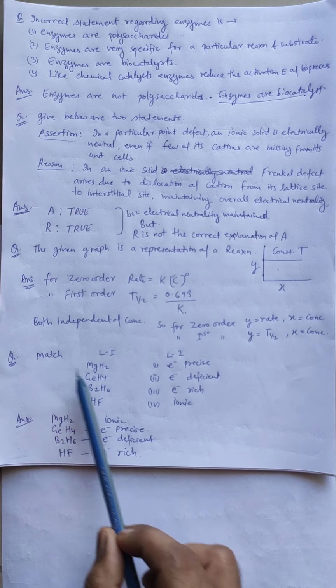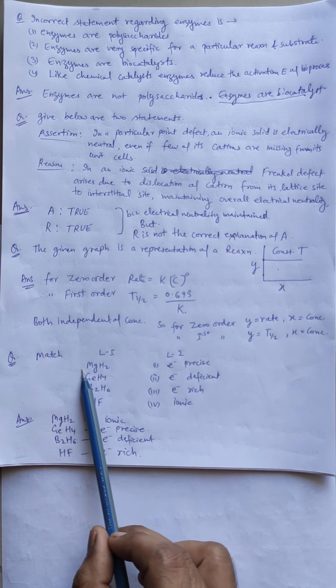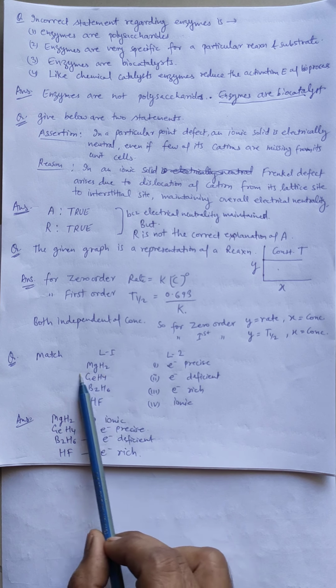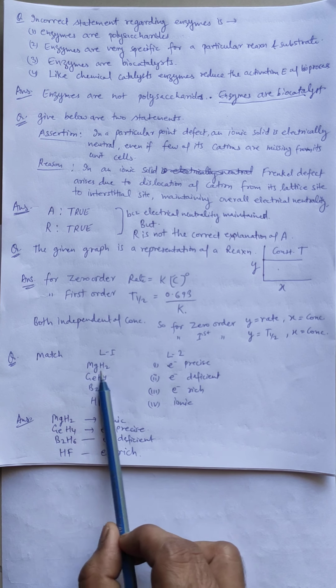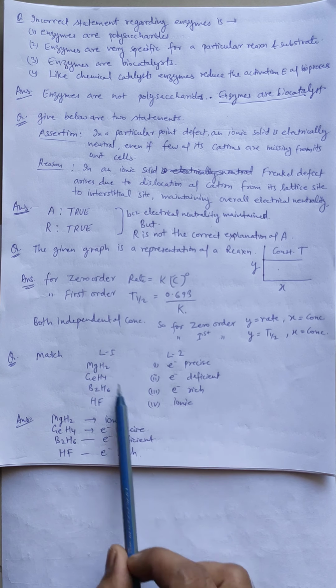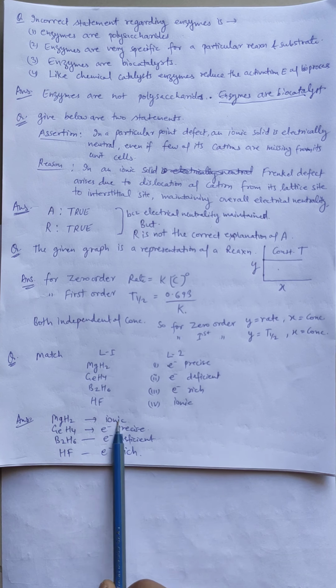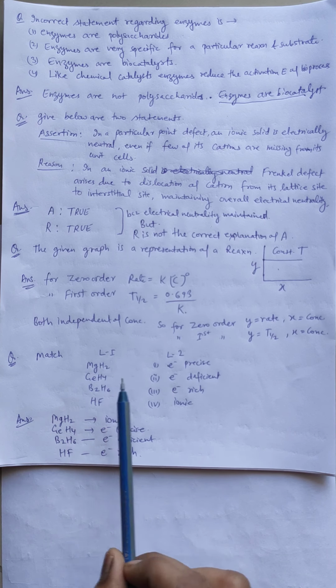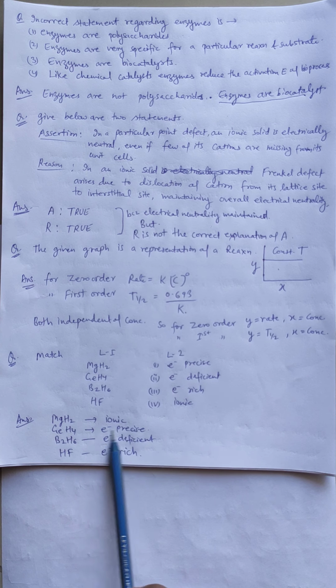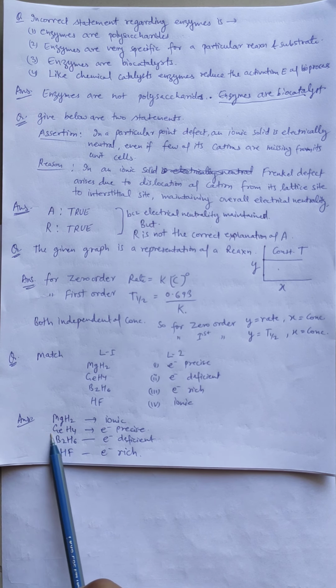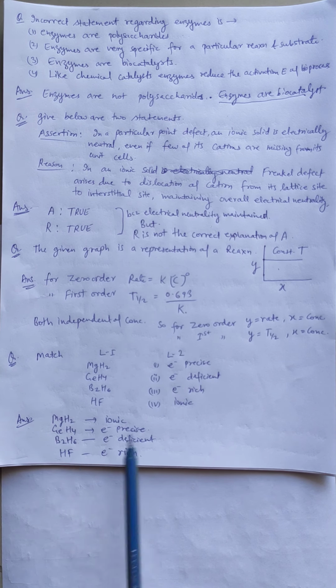Now the next question, match list 1 with list 2. Magnesium hydride is ionic. Now GeH4 is electron precise, because Ge has 4 valence electrons, so it is electron precise.